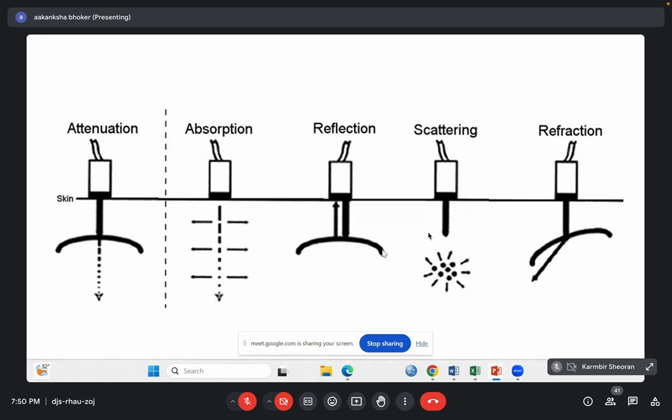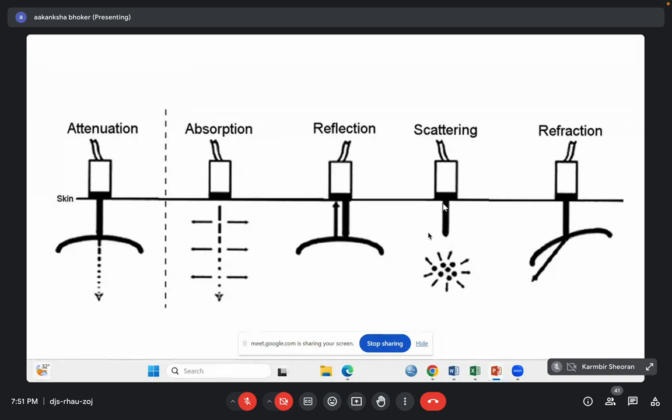बहुत ज़्यादा होगा. Suppose this is a stone or any other structure. There is a high degree of acoustic impedance mismatch. So all the ultrasound waves which are produced, they will get reflected back towards the transducer, जिसकी वजह से this structure will appear very white, very white. This is reflection.